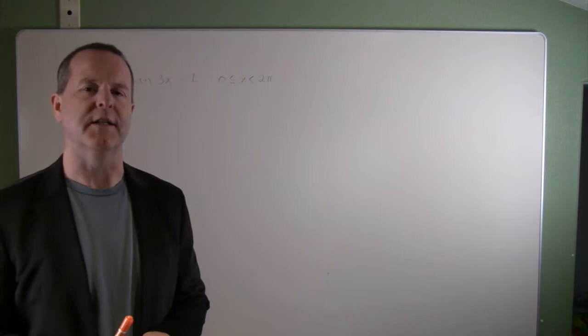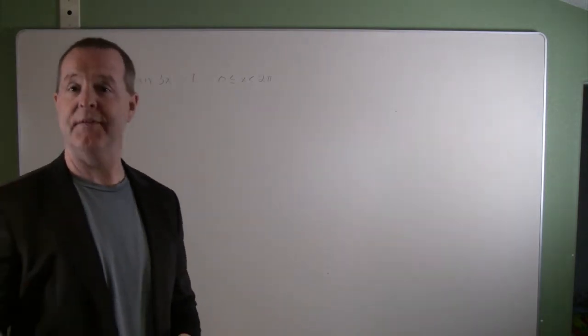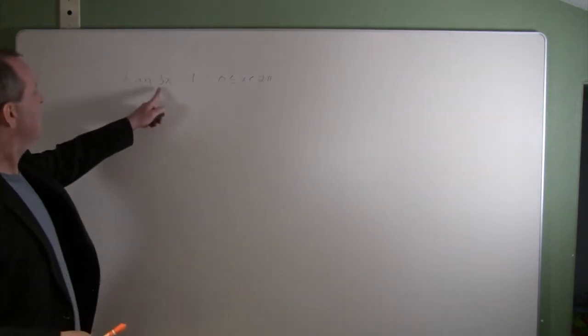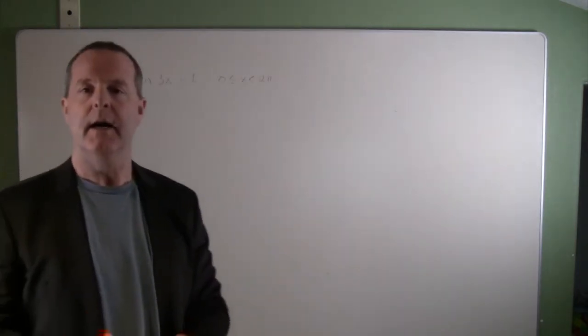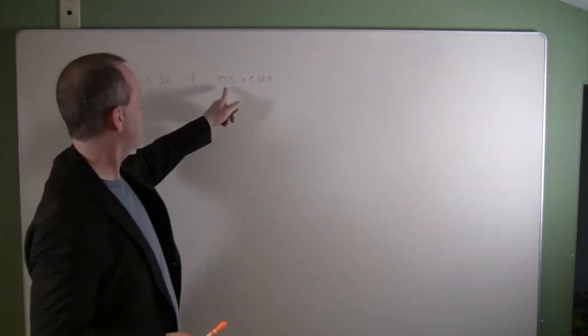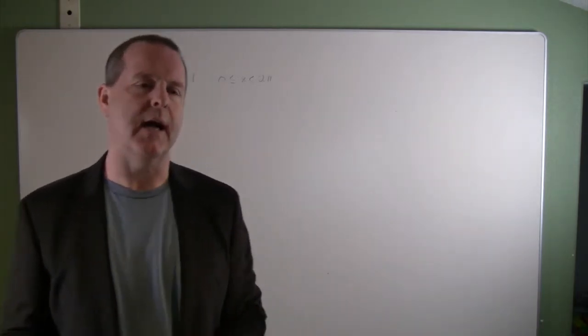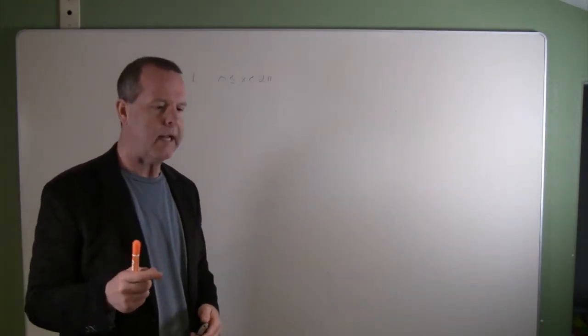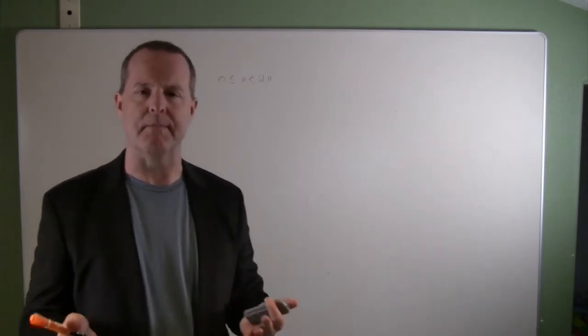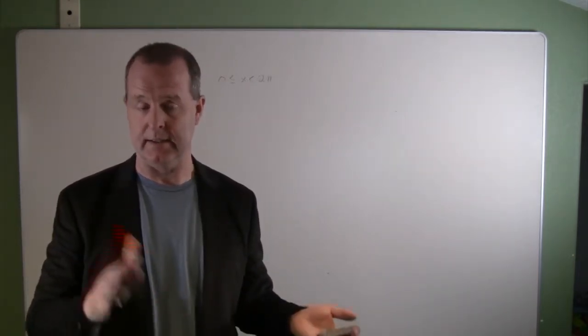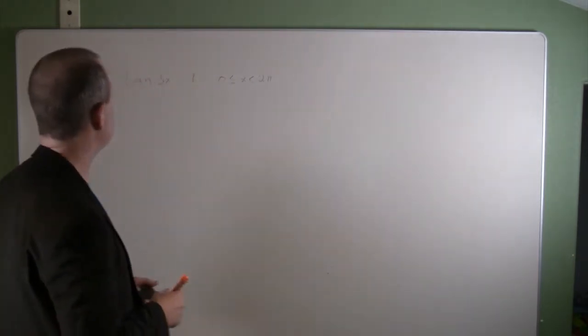Let's solve this equation that's involving multiple angles. I have the tangent of x. The tangent of 3x equals 1, where x is between 0 and 2 pi. So let's go ahead and solve this out. First thing that might be good to remember is the period of the tangent function. So let's keep that in mind as we solve.